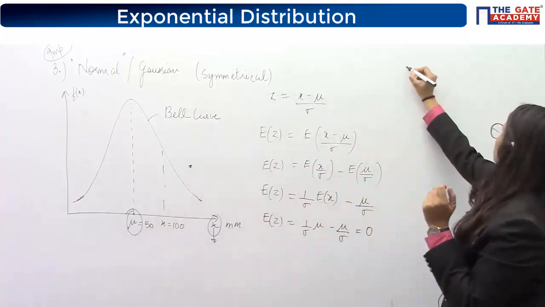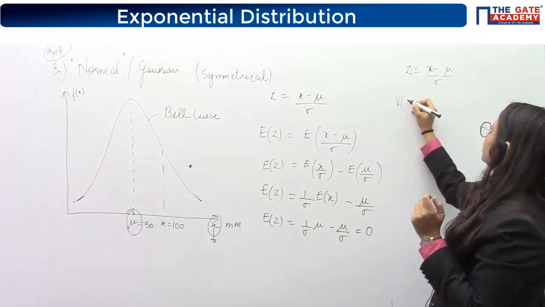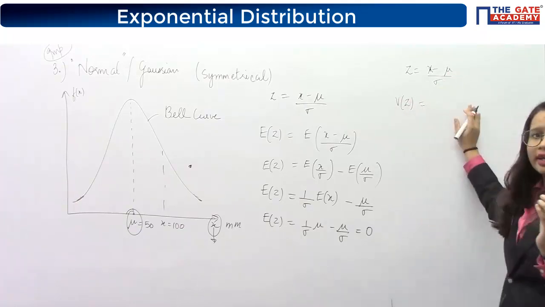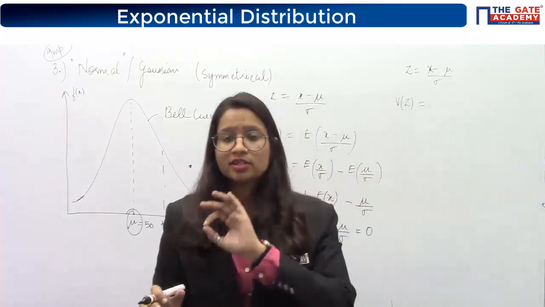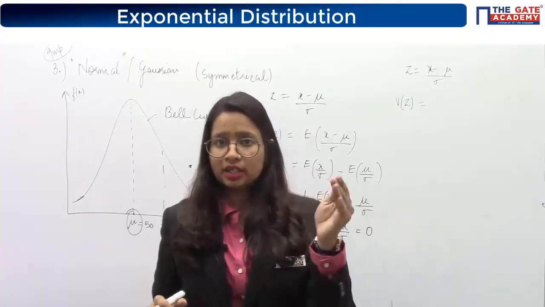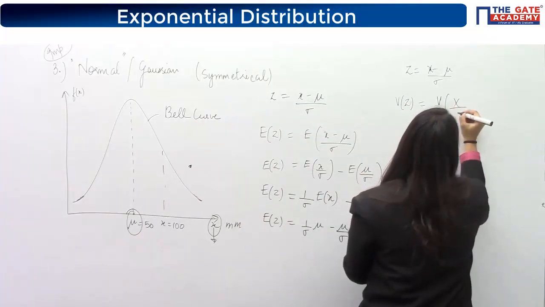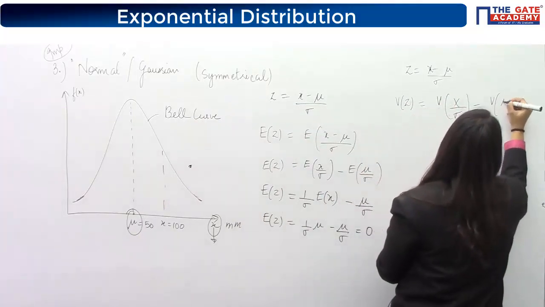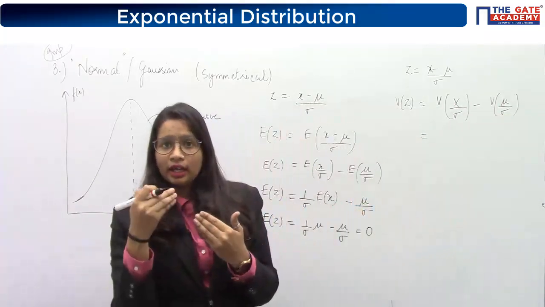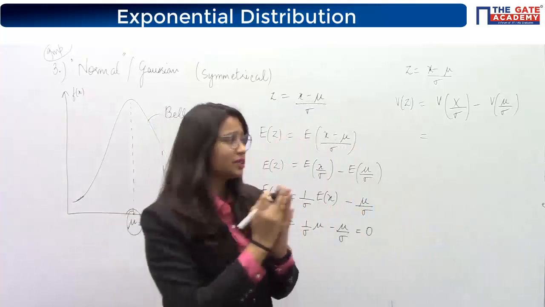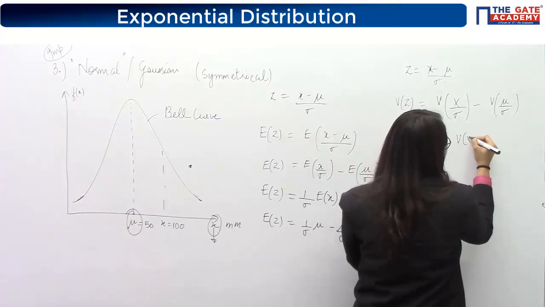So again coming to the same equation, z was (x minus mu) by sigma. If I take variance, we have seen that variance of x minus y is again variance of x plus variance of y. There is no variance of x minus variance of y kind of a thing. We have addition only. So it will be variance of x by sigma minus variance of mu by sigma. Now what is the variance of a times x? It is a square Vx. So a square means 1 by sigma square will come out common, and it is Vx.